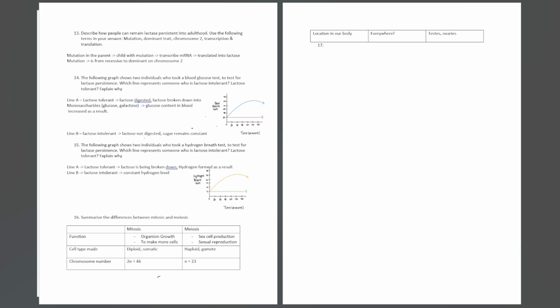Line A, this time, is going to tell us, once again, lactose tolerant, because as a result of lactose being broken down, hydrogen is formed, right? Obviously, line A, because we see the hydrogen levels increasing and then steadily decreasing later on, versus line B, which is a constant amount of hydrogen, which tells us that no lactose is being broken down. So, yeah, moving on to number 16.